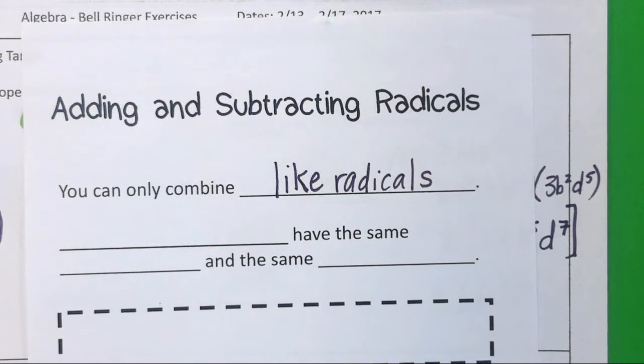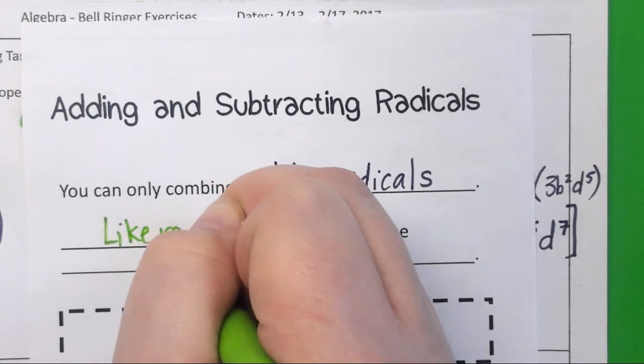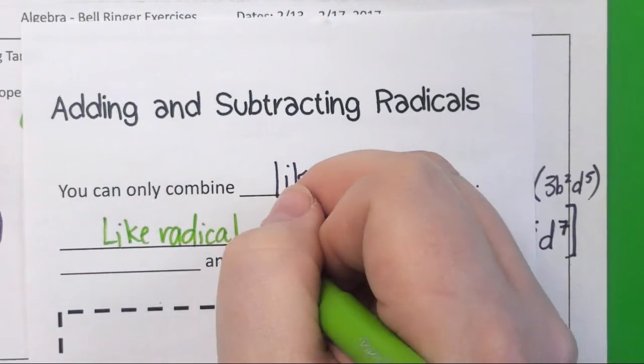You can only combine like radicals. They have to be like. Well, I don't know what a like radical is, so we need to talk about that. A like radical, like radicals, they have to have some things in common.